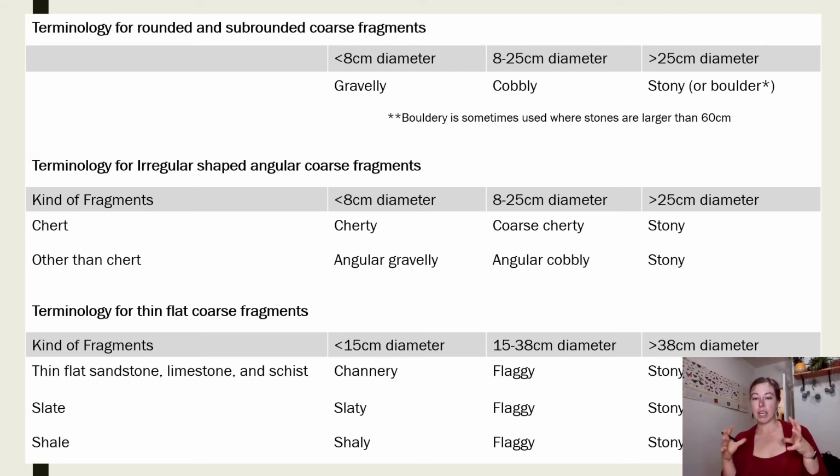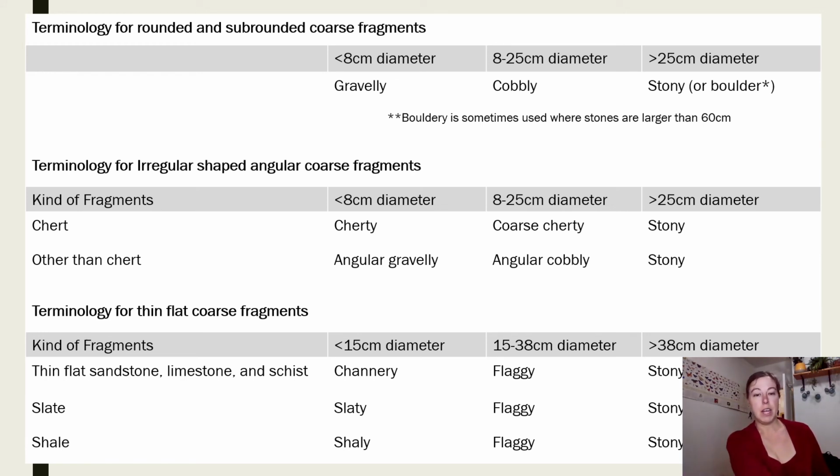So this is me making a chart again to try and help you with the terminology, because if we have less than 8 centimeters in diameter, so that 2 millimeters to 8 centimeters, it is all called gravel. And then if it's between 8 and 25, we call them cobbles. And if it's greater than 25, they're stony, unless they're really big, like greater than 60. We sometimes call it bouldery, but it depends. If you only have one boulder, you probably won't call it bouldery. But if all of your coarse fragments are greater than 60, you might use the term bouldery.